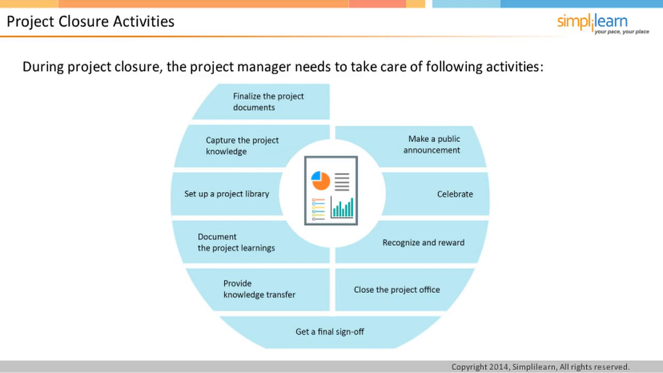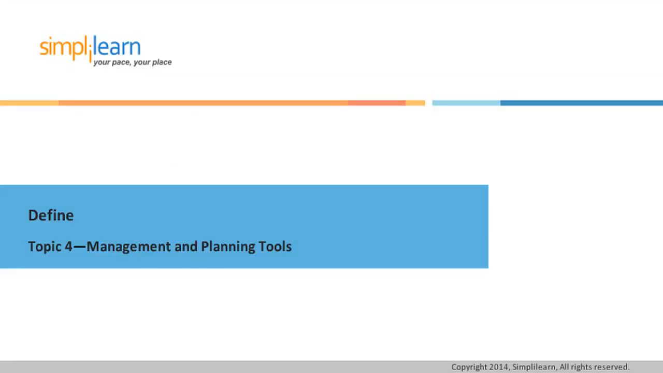Conclude. Formal project closure ensures that the team has met its objectives, satisfied the customer, captured important knowledge, and been rewarded for their efforts. Let us proceed to the next topic of this lesson in the following screen. In this topic, we will discuss management and planning tools. Let us start with a discussion on affinity diagram in the next screen.